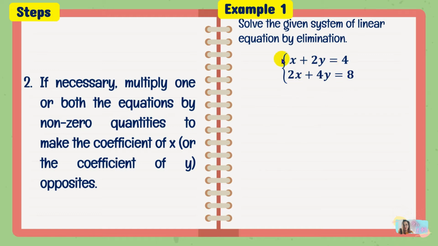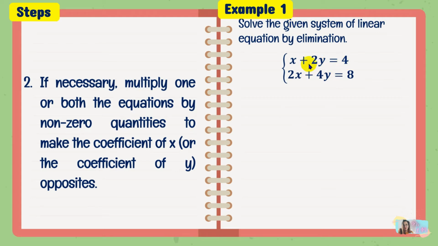yung isa sa mga terms ay maging additive inverse nung term sa kabilang linear equation. Okay, mas madali po, hahanapin natin is the term with the numerical coefficient of 1, kagaya sa substitution method. Kasi mas madali nating mahahanap kung ano nga ba yung dapat nating i-multiply sa kanya para maging additive inverse siya nung ka-like term niya sa kabilang equation.